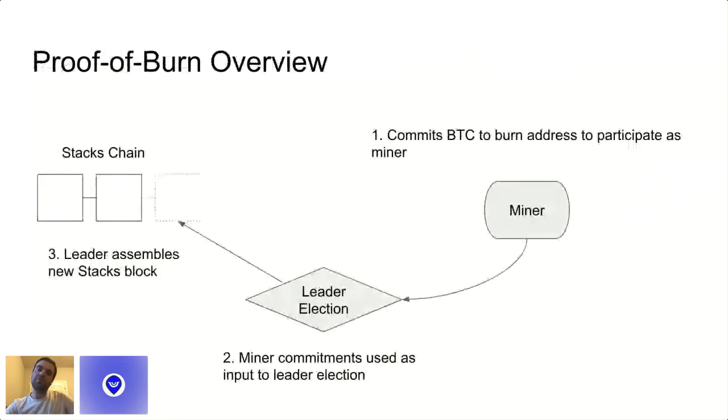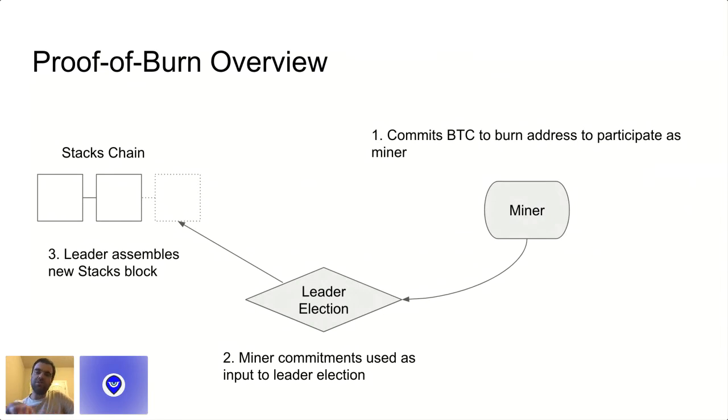So to get started, I'm going to give you a very high-level version of how proof of burn operates, and then give you an example of leader election under proof of burn. In proof of burn, a miner who's interested in producing, say, the next Stacks block in the Stacks blockchain will begin by committing some Bitcoin to a burn address, thereby burning that Bitcoin to start the process of announcing their block.